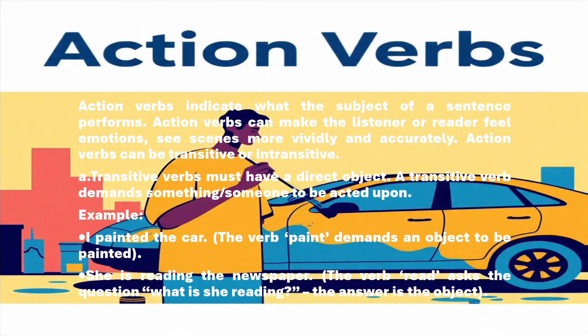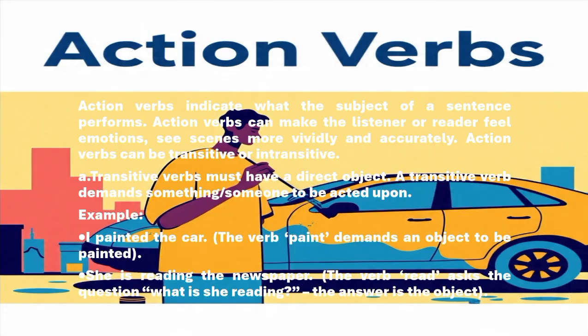3. Action verbs. Action verbs indicate what the subject of a sentence performs. Action verbs can make the listener or reader feel emotions, see scenes more vividly and accurately. Action verbs can be transitive or intransitive. A. Transitive verbs must have a direct object. A transitive verb demands something or someone to be acted upon.